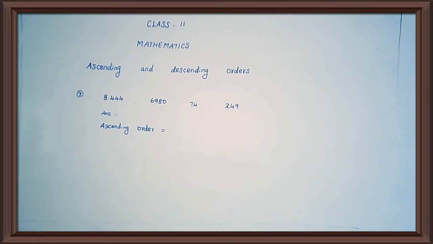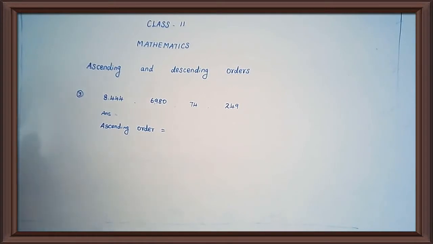See the first one, 8,444. How many digit number? 4 digit number. See the next one, how many digit number? That is also 4 digit number. See the next one, 74. 74 is a 2 digit number. Yes or no, ma? Then see the next one, 249. Is 249 a smallest digit number or greatest digit number? Compared with 74, that is the greater digit number. Yes or no, ma? That is a 3 digit number.